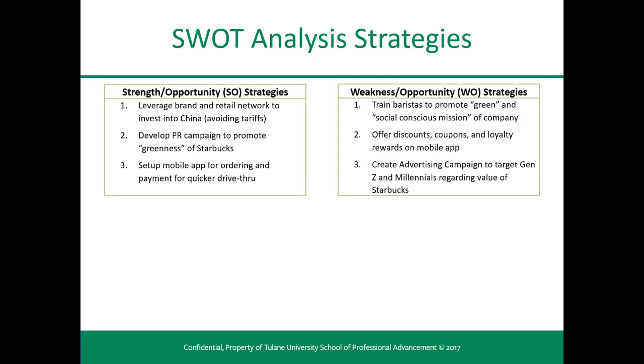To defend against some of the weaknesses or shift the weaknesses based on the opportunities coming up, Starbucks could train their baristas to promote the green and socially conscious mission of the company. To combat the weakness of the high price against the opportunity of the technology, they could create that mobile app to offer discounts, coupons, and a loyalty program to strengthen the brand and maintain their customer base at a deeper level.